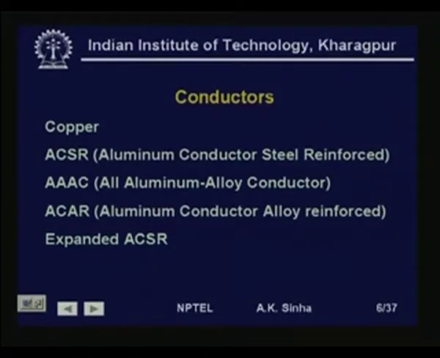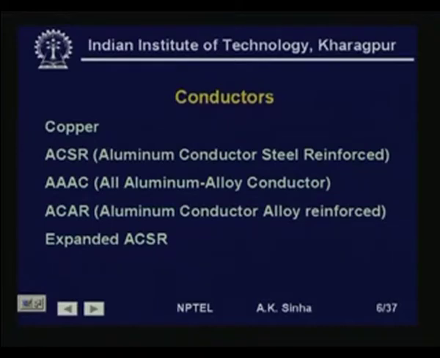Other types of conductors which are not so much in use are all aluminum alloy conductors. Here again aluminum alloy is used because it gives you a better strength to weight ratio, that is it provides higher strength for the same weight as compared to all aluminum conductor. So, this is also used sometimes, but it is somewhat more expensive. Other types are ACAR, that is aluminum conductor alloy reinforced. Now, this is again the same thing, instead of steel reinforcement we have aluminum alloy reinforcement provided.